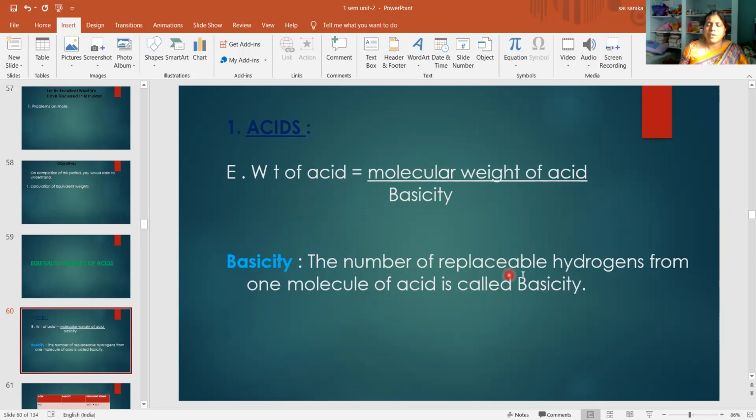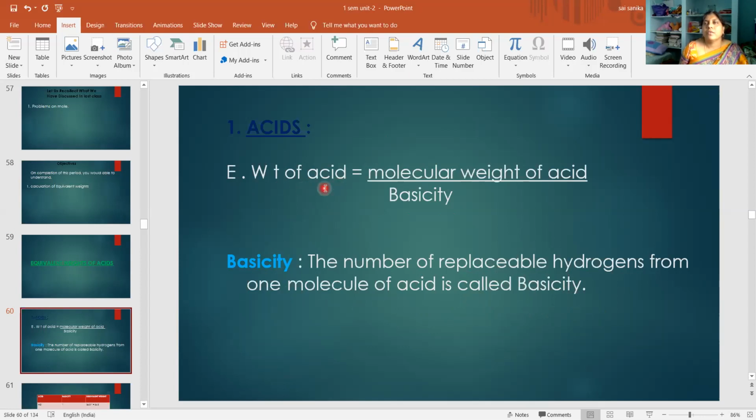The number of replaceable hydrogens from one molecule of an acid is called basicity. That means in one molecule, how many hydrogens are replaced, that is nothing but basicity. If one hydrogen is replaced, its basicity is 1. If two hydrogens are replaced, its basicity is 2. Like that.